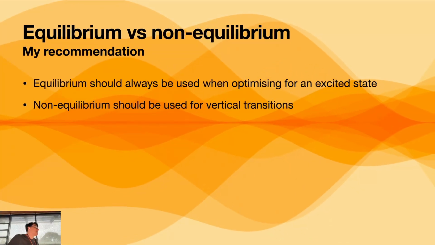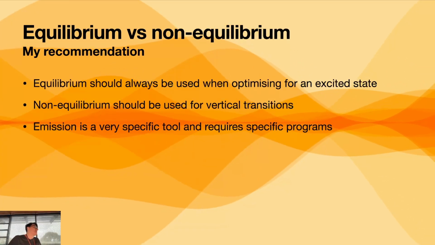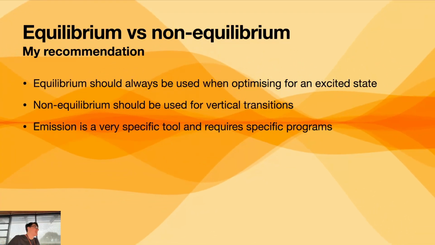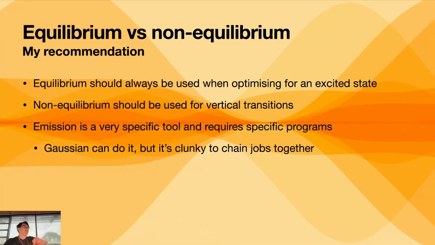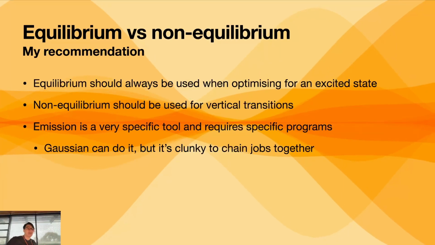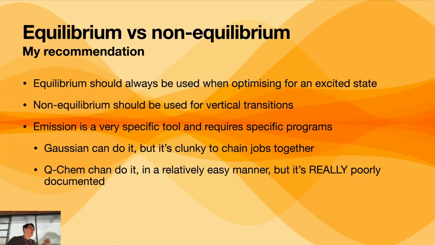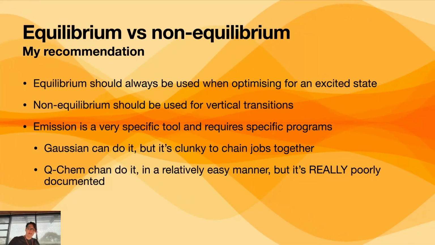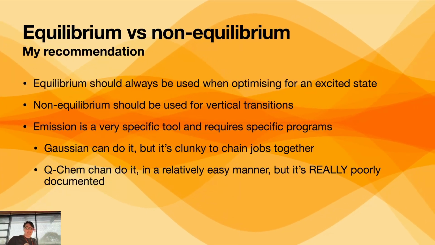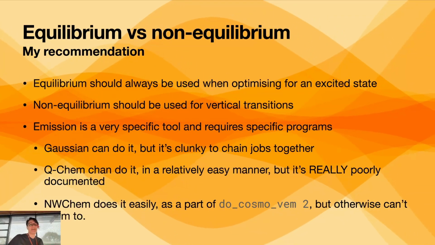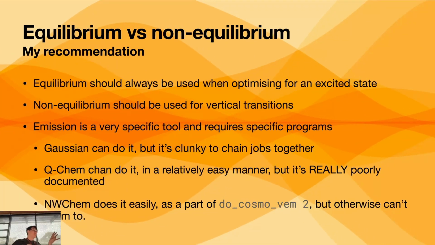If you're doing emission, you need a specific tool, so you need specific programs. Gaussian can do it, but it's really clunky to chain these jobs together. You have to manually specify saving out slow charges and then loading them back in. QChem can do it in a relatively easy manner, really poorly documented, but the examples on their website are not terrible. You just kind of have to trust that they're doing what you think they're doing. It's a big pain. NWChem does this really easily as a part of their VEM model, which I'll touch on in a bit.